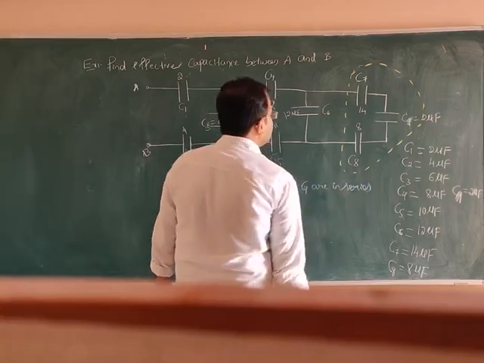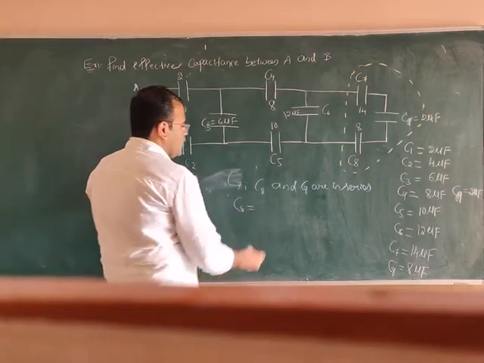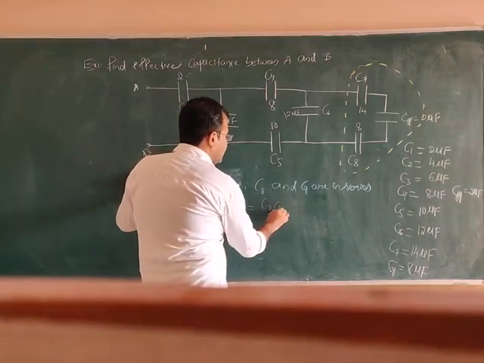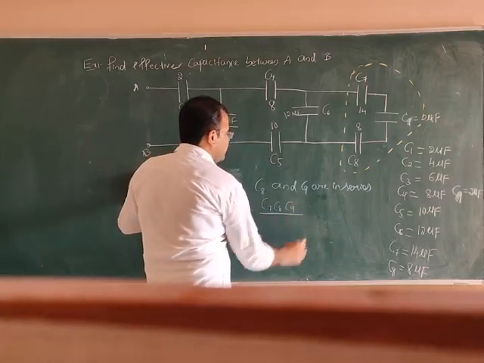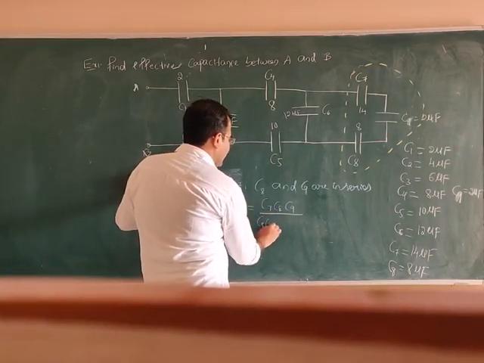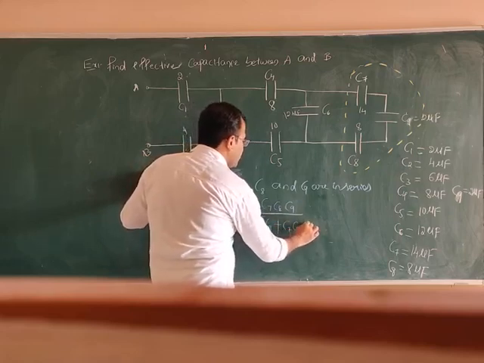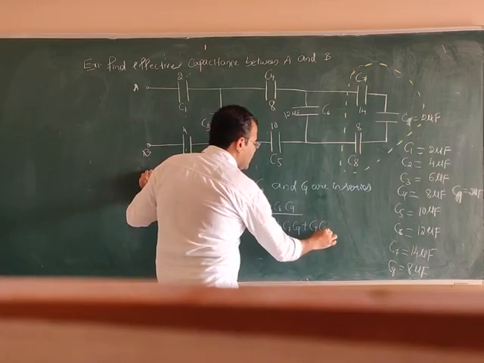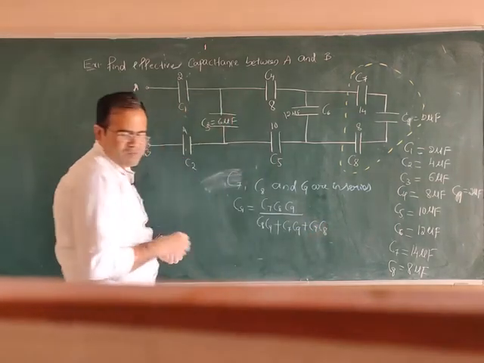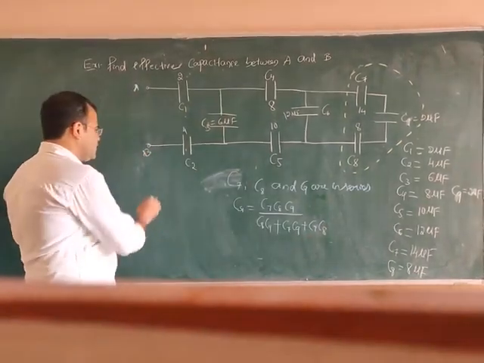So if you observe all these three in series combination, we can write CS1 is equal to C7 C8 C9 divided by C8 C9 plus C7 multiplied by C9 plus C7 multiplied by C8. So this is the corresponding series combination formula. Now I'll write the values here.